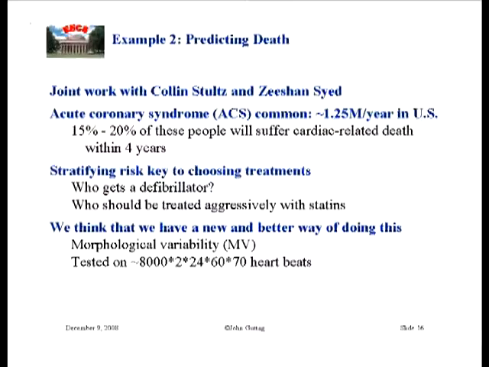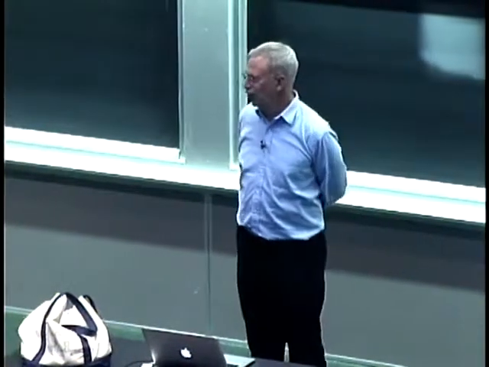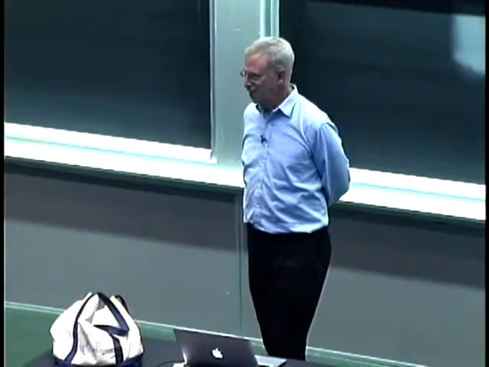About 1.25 million Americans have an acute coronary syndrome each year. That's to say some sort of a cardiac event, a heart attack or an arrhythmia of some sort, various kinds of things, unstable angina. And of that 1.25 million people, 15 to 20% of them will die of a cardiac-related event within the next 4 years. Pretty high. And in fact, about 5% within the next 90 days, or thereabouts.